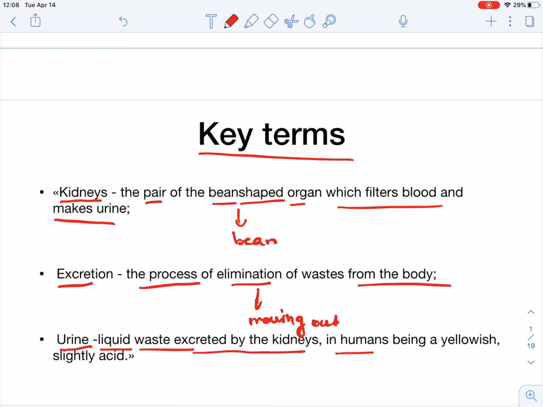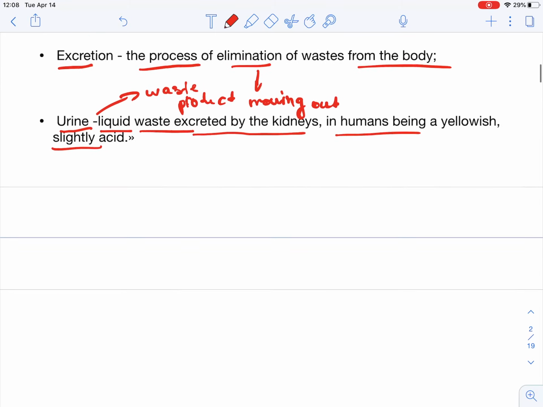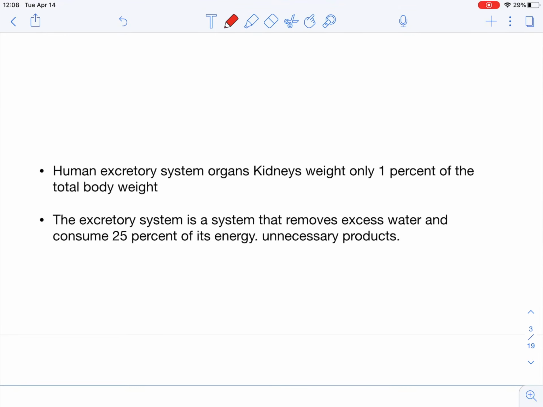Urine is a liquid waste excreted by the kidney. In humans, it is yellowish and slightly acidic. It means urine is our waste product made by kidneys.